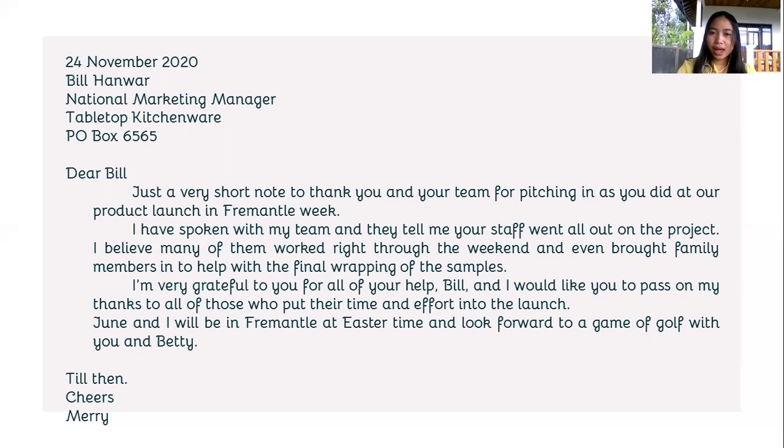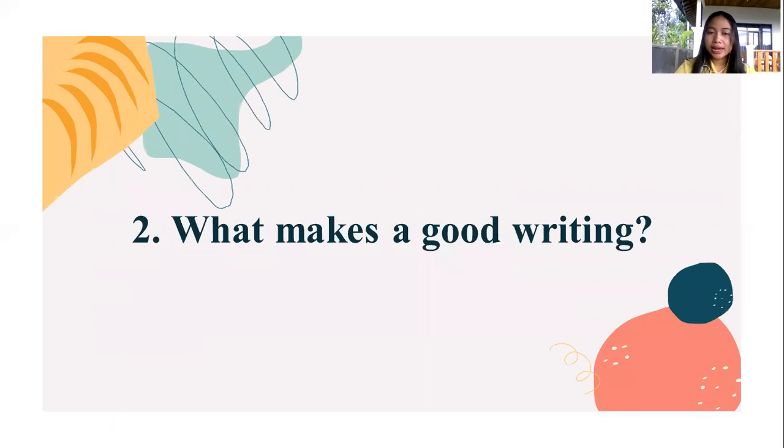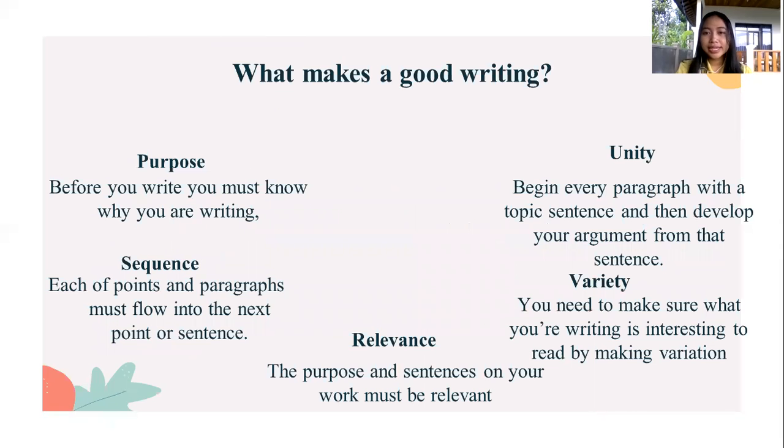And I will continue into the second topic. It is about what makes a good writing. And there are five aspects of good writing. The first is the purpose, the second is the sequence, the third is the unity, the fourth is variety, and the last is relevancy.